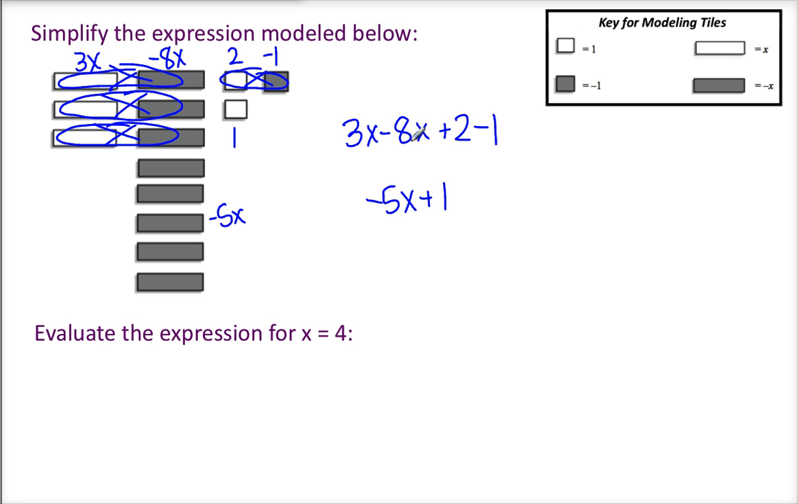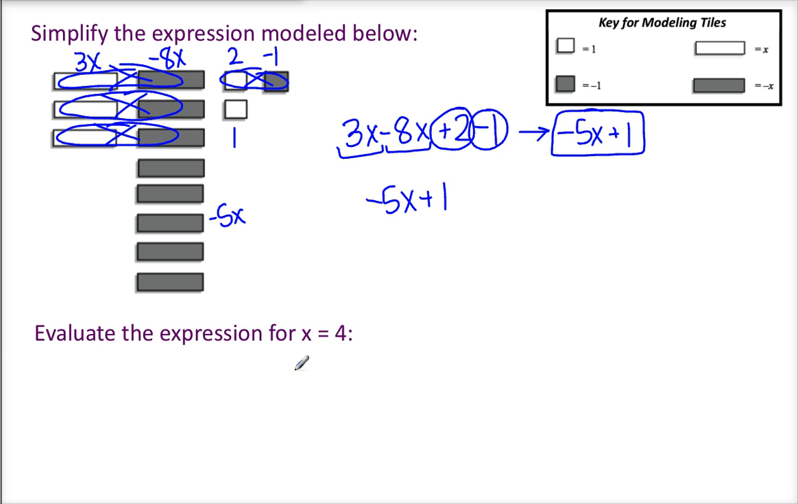Okay, so if I wanted to simplify this expression without tiles, I'd look at the x values, and I have 3 x's minus 8 x's. So how many x's does that leave me with? 3 minus 8 is negative 5. So then I would have negative 5 x's, and then I look at my numbers. I have a positive 2 and a negative 1. So 2 minus 1 is 1. Okay, so either way I got the same answer. It just might be helpful for you to know how to do it without tiles since you probably won't have tiles on your assignment, right? Okay, so this is the simplified version of that expression.